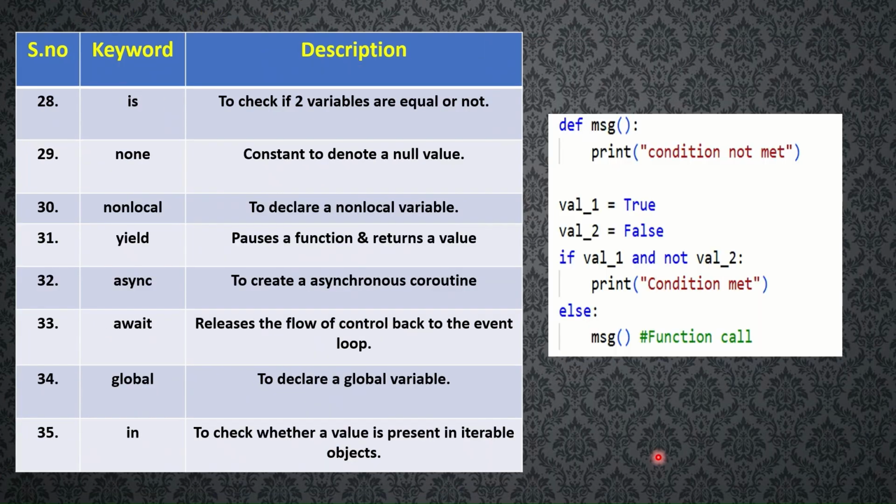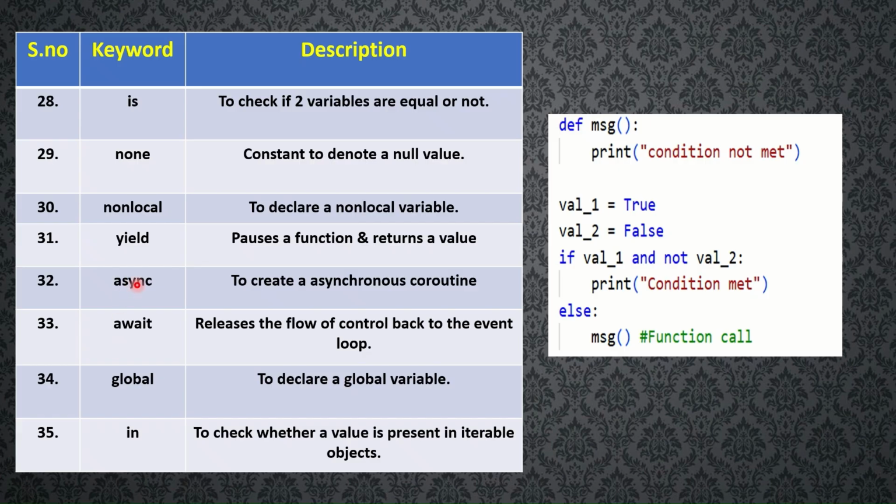Now let's see the remaining keywords. Is keyword. If we want to check whether 2 variables are equal or not, then we can make use of this. None. It's actually a constant that always defines a null value. Other than 0 and empty value, it defines a null value. And nonlocal variable. If we want to declare some nonlocal variable, then we can make use of this keyword. Yield. So this is mainly used to pause a function, as well as to return some value.